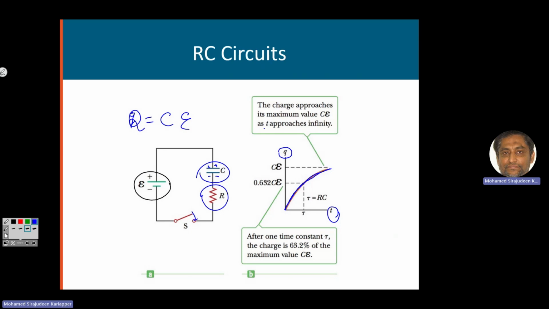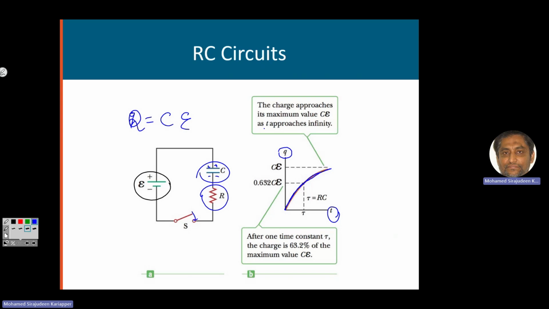So when that happens, the charging will stop because the battery is sending current in one direction and the capacitor has its polarity reversed, the positive here, the positive there. So it is trying to send the current in the other direction. And when the potential difference across the capacitor also becomes equal to the EMF of the battery, the charging will stop. There will be no more current.